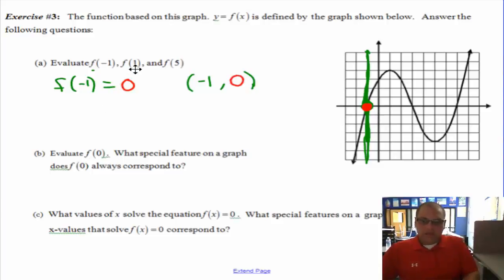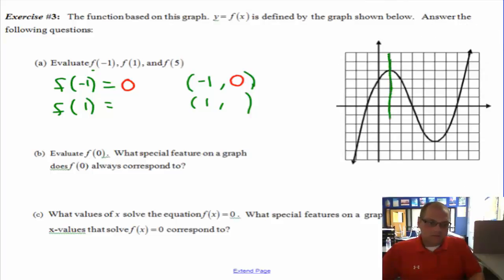Let's do another one. They want you to evaluate f of 1. F of 1 equals, okay, well, I know the x value is 1. Where is x equal to 1? Okay, x is equal to 1 right here, all along that line. Where does it hit the function? It hits the function right here. And what's the y value right there? 1, 2, 3, 4. So y is 4. Therefore, f of 1 equals 4. So you get it? X is negative 1, y is 0. X is 1, y is 4. I want you to get used to this notation if you haven't already gotten it coming in.